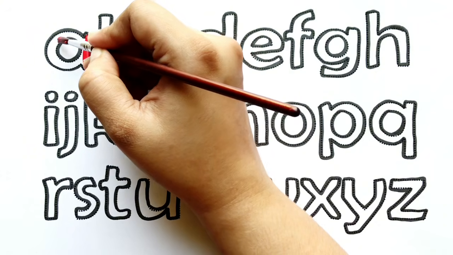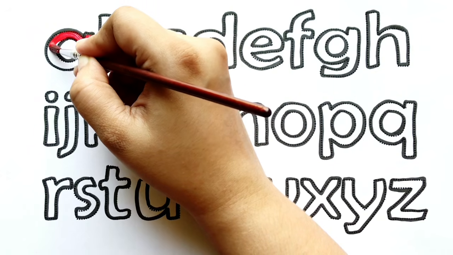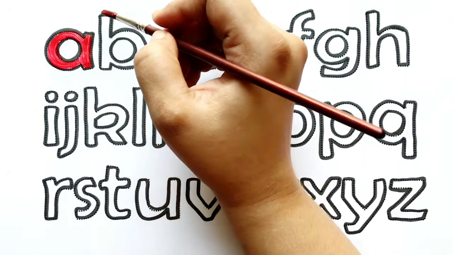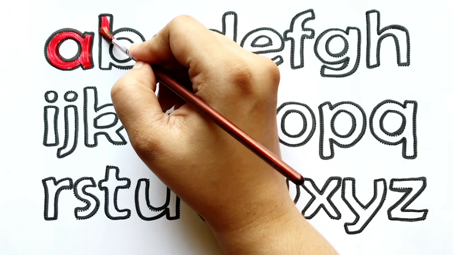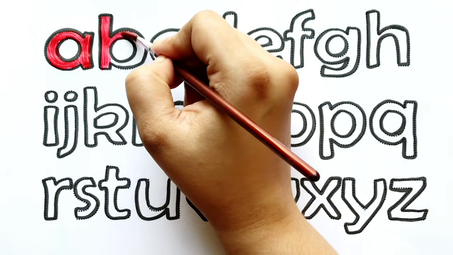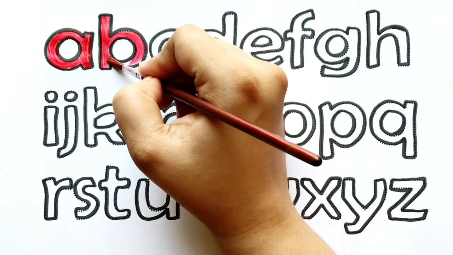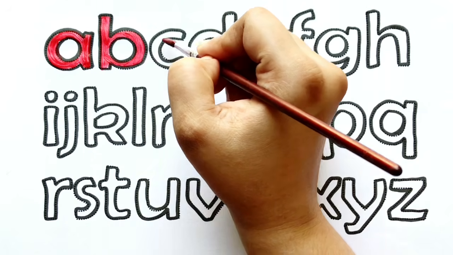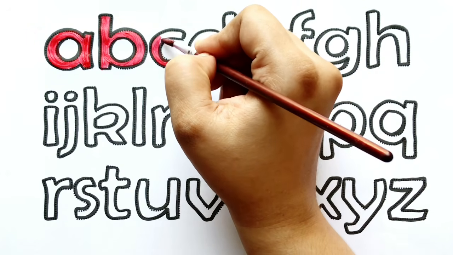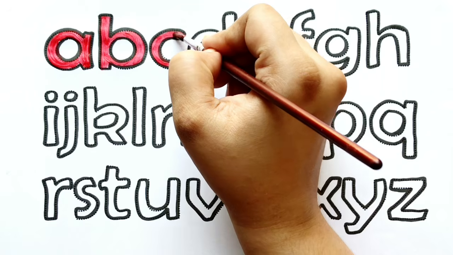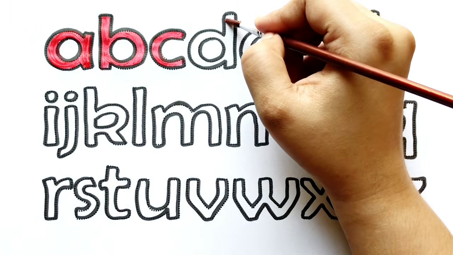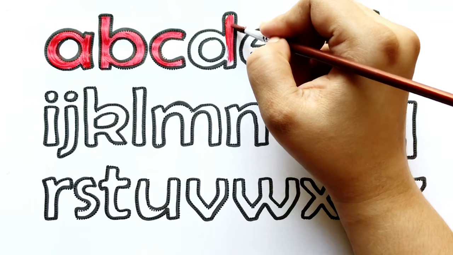Red color, lowercase letter A for ant. B for banana. C for candy. Now D for dolphin.